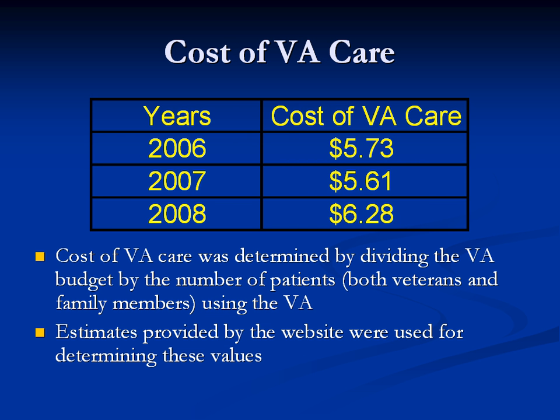The cost of VA care was determined by calculating per-user costs. We included both veterans and family members who utilized the VA healthcare system in each year. The total budget for the VA for each year was divided by the number of veterans and family members served, which gave us a value for the cost of VA care per user for each year.